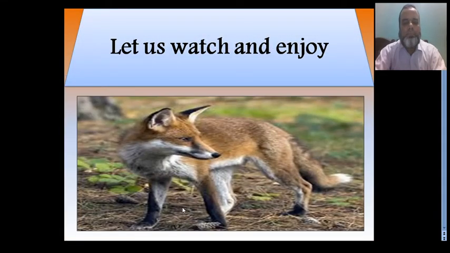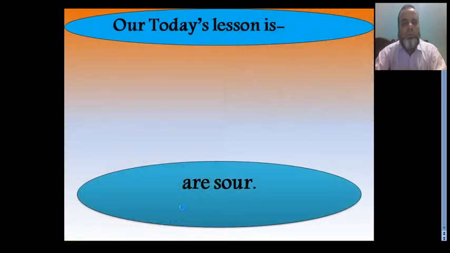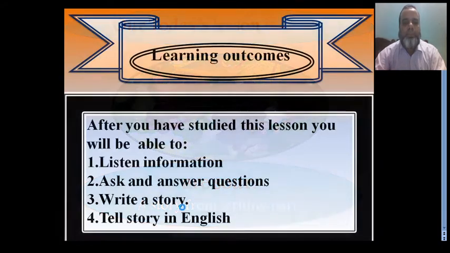Let us see. What can you see in this picture? Can you guess? This is a fox. And what can you see in this picture? There are some grapes hanging over the tree, and this is a vineyard. So, our today's lesson is "Grapes are sour." This is a story writing, a story from the writing part.